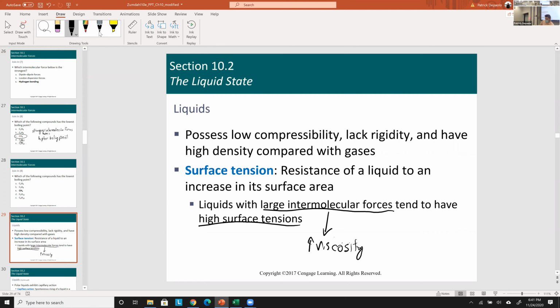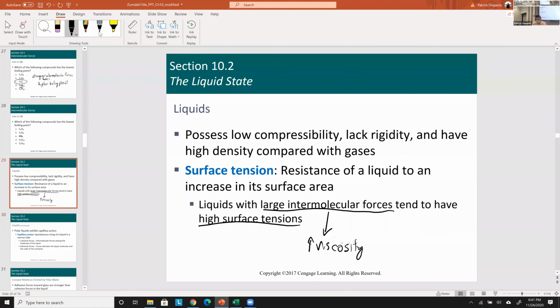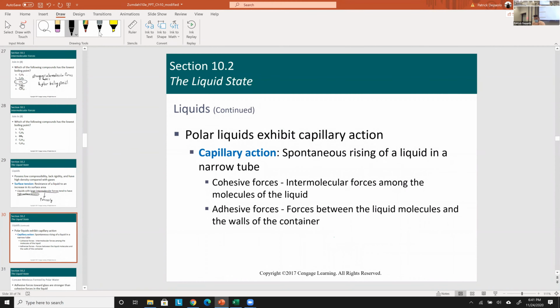So water is actually considered pretty viscous in comparison to a lot of non-polar solvents, such as hexane or dichloromethane, that are not polar and not viscous at all. They have very high vapor pressure. We'll mention vapor pressure later on. Something that polar liquids can go through is capillary action.